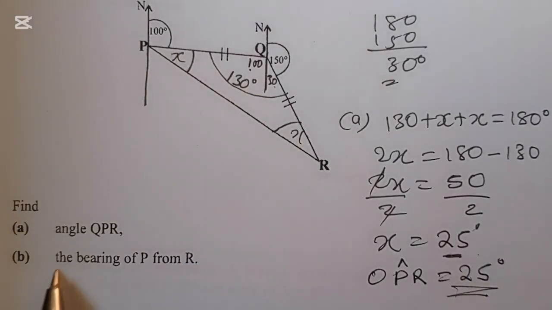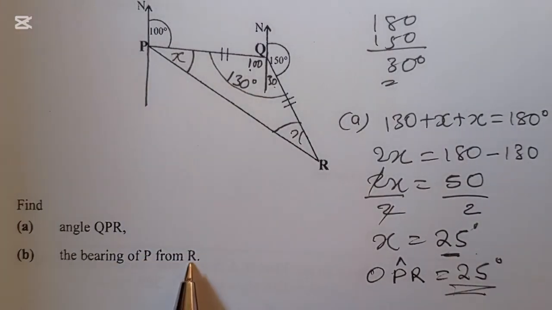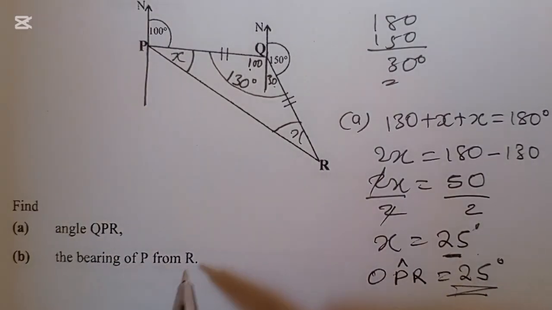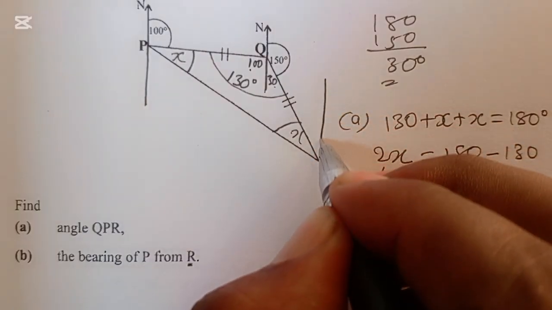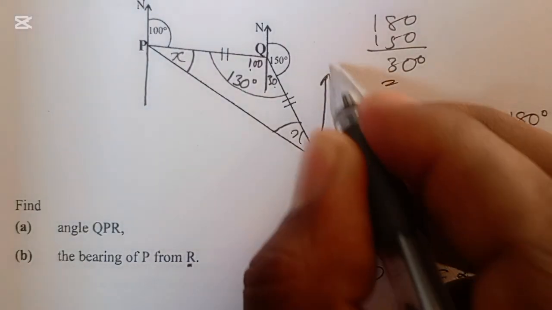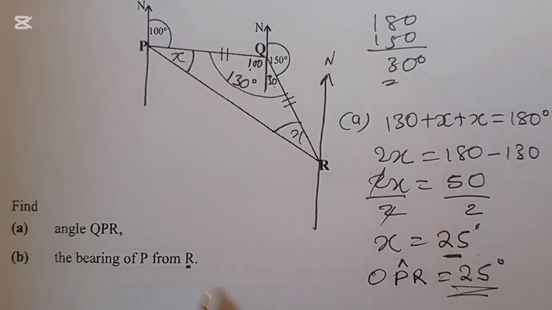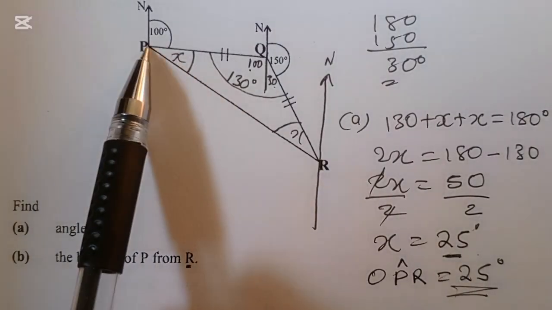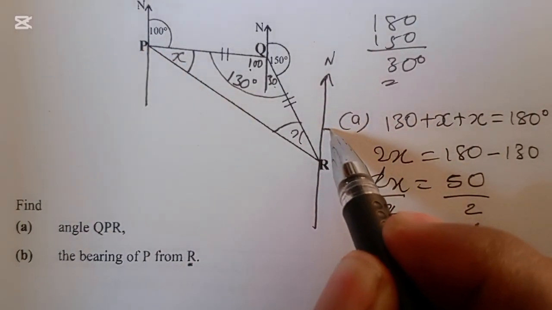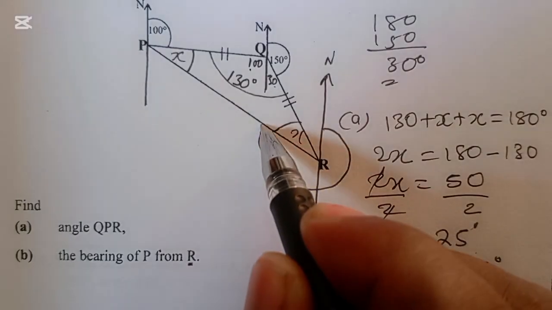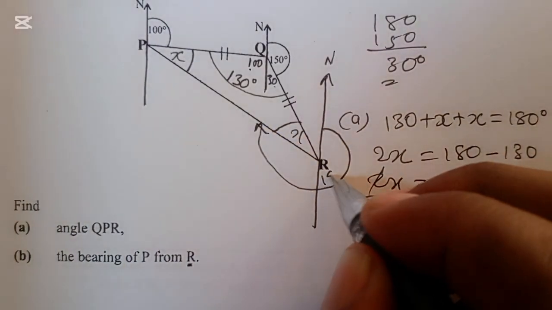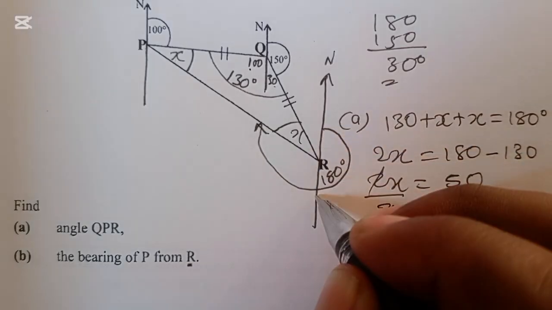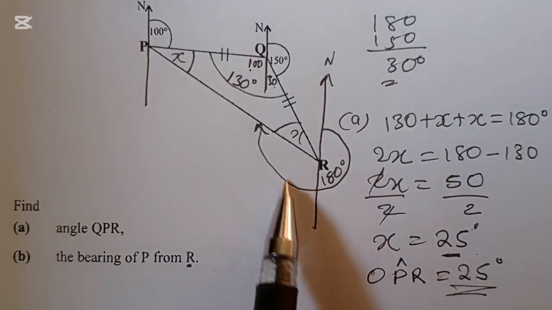Part B, find the bearing of P from R. So remember, you go on the last letter, which is R. So on R, we are going to draw a true north like that. Then we move from R to P. So this is P. So from R to P. So this is the angle that we are looking for. So this is 180 degrees. This is a straight line. So 180 plus this angle.